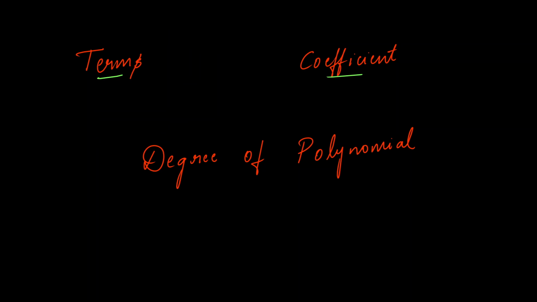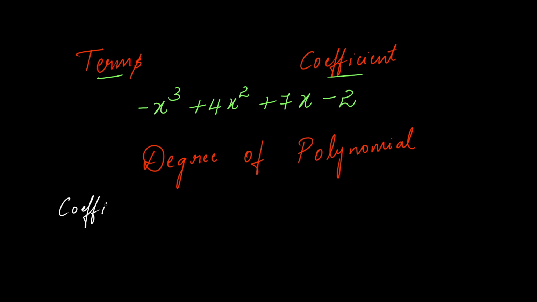Now let's understand coefficient. Here in this example, minus x cube plus 4x square plus 7x minus 2. Here, the coefficient of x cube, if I take the first term which is minus x cube, in that minus x cube, the coefficient of x cube is minus 1.